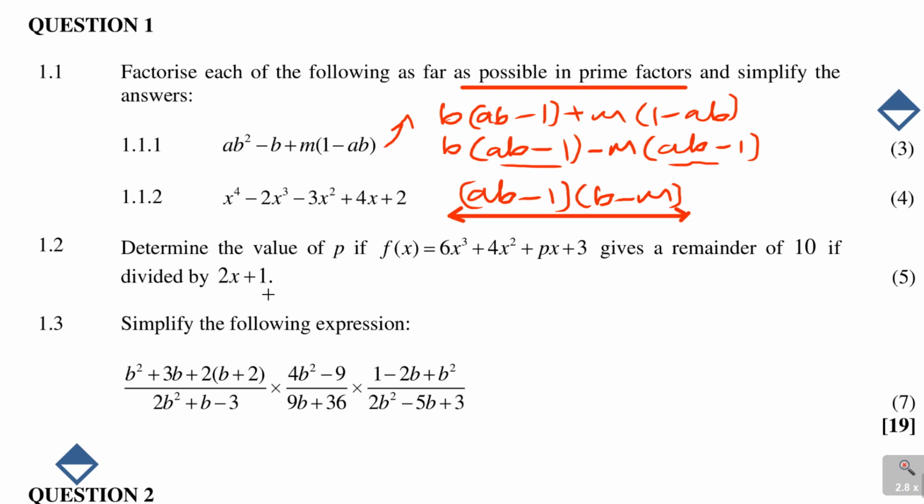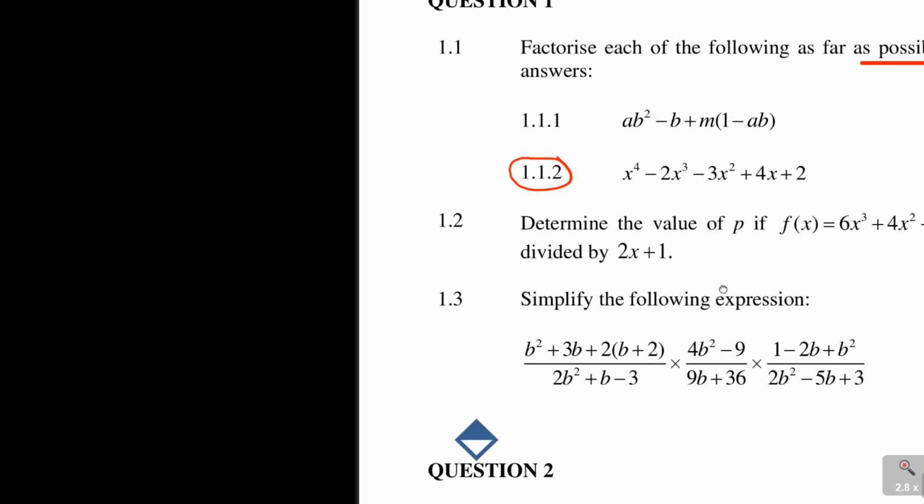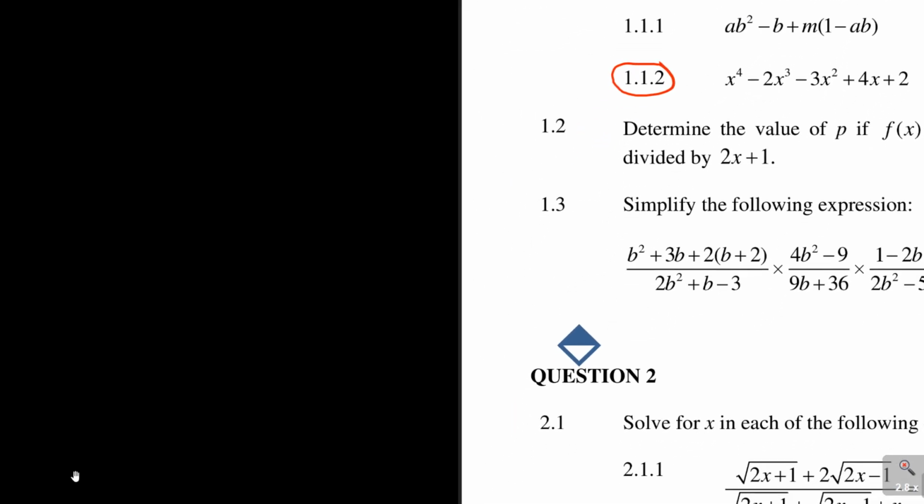So this is the answer that you get for the first one. Let us move on to the second one. That is question 1.1.2. We need to factorize this. It's 4 marks. Let's look at it. It's x to the power of 4 minus 2x cubed, minus 3x squared, plus 4x plus 2.